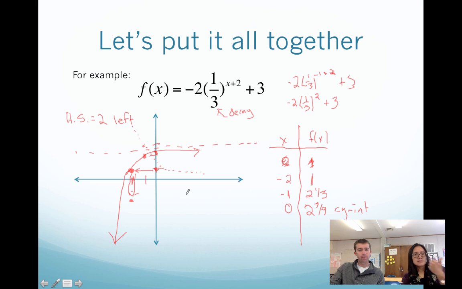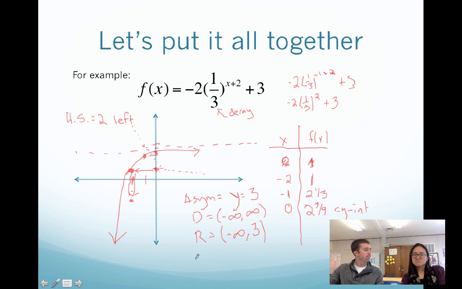And so it's the asymptote, y equals 3, right? So asymptote, y equals 3. Sorry, pen's slowing down on me. Domain. That would be everything. Everything's okay here. Our infinities and our range. Okay, it looks like everything up until positive 3. So negative infinity to positive 3.